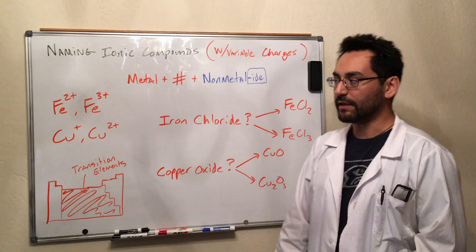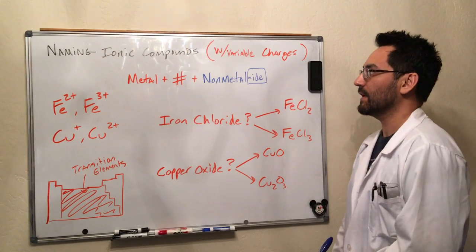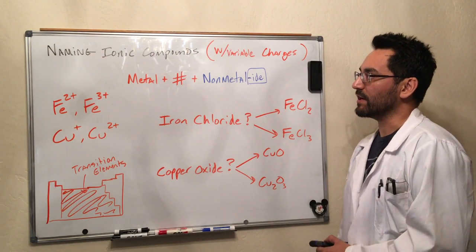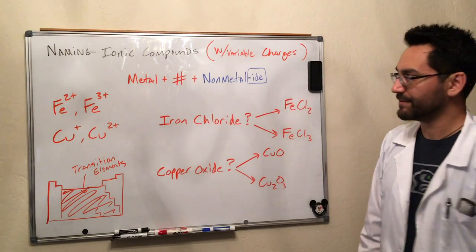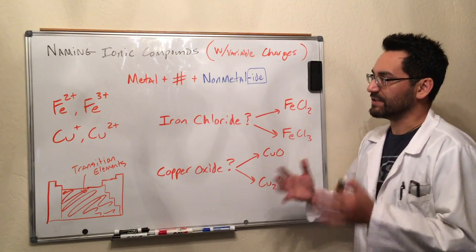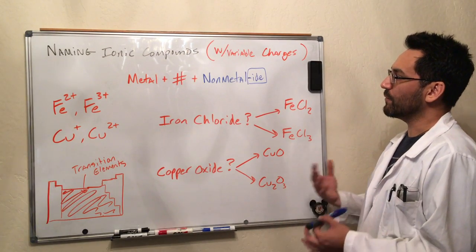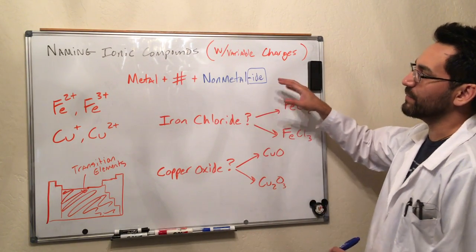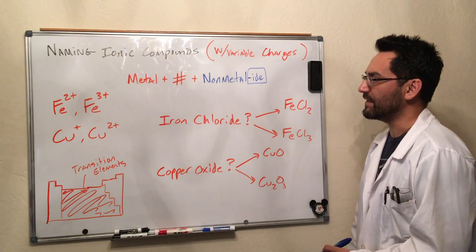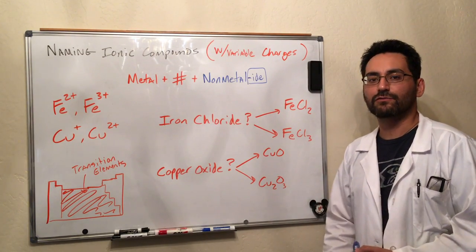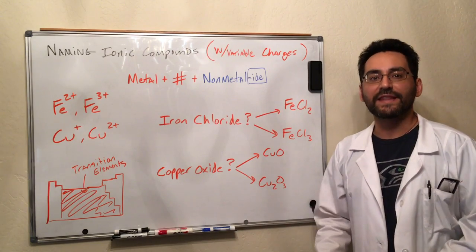This is the fourth video in the Nomenclature series, and in this video I want to talk about naming ionic compounds with variable charges. Now, there's a difference between the formulas with variable charges and the formulas that have set charges that we looked at in the video before. And the difference comes about when we're trying to write the formula when we're given the name.